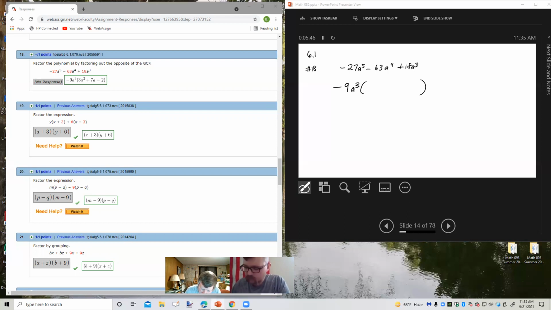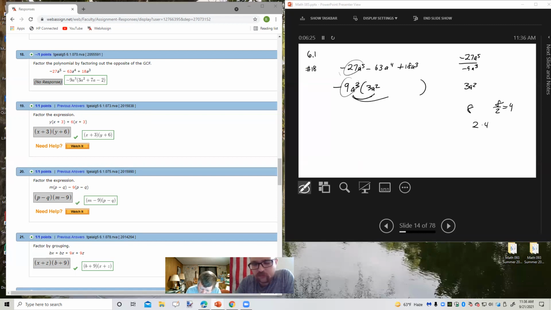All right. So negative 9a cubed times what is negative 27a to the 5th? That would be 3a squared. And if you can't do it that way, you could also say, what's negative 27a to the 5th divided by 9a cubed? That's where you'd get your 3a squared. So you can either say this times what, or this divided by this gives you what. Just like, let's say you have the number 8 and it's 2 times what? You could say 8 is 2 times 4, or you could say 8 divided by 2 is 4. Either way, okay?